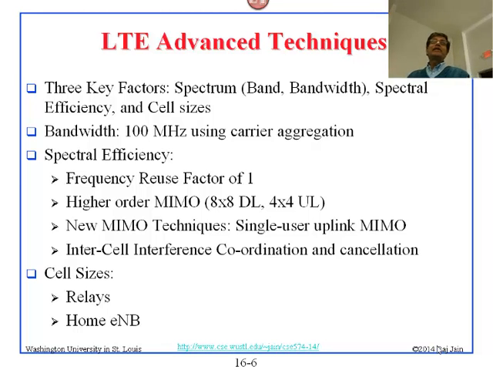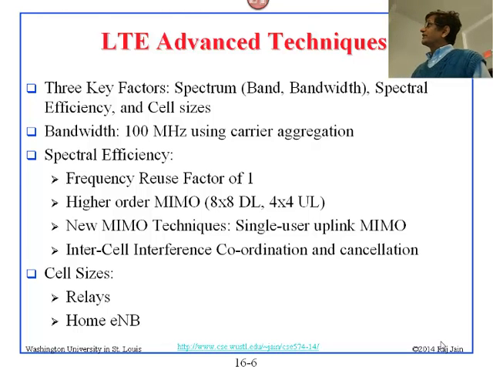And the third thing we play with is space, cell size. If you really need high data rate, make the cell smaller. The smaller you make it, the more bits per second you will get. All right. That's basically what LTE Advanced does.